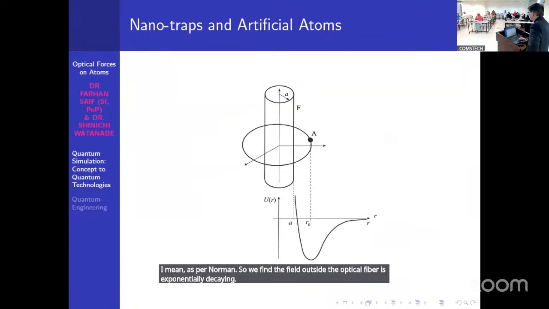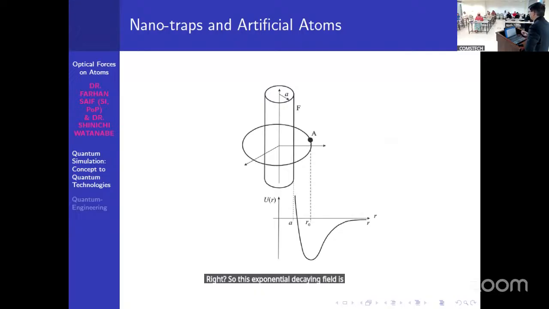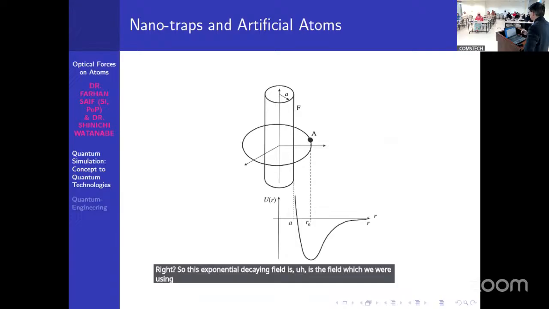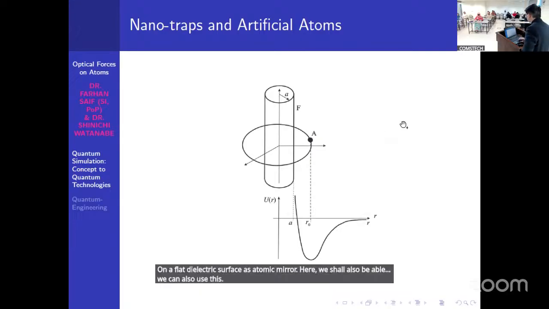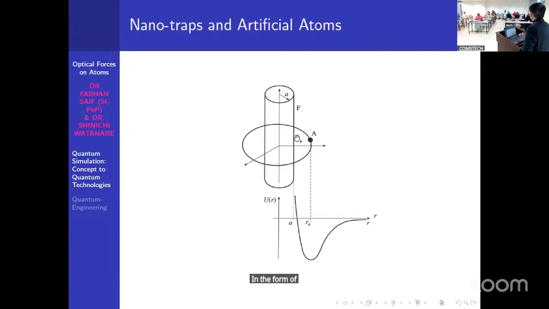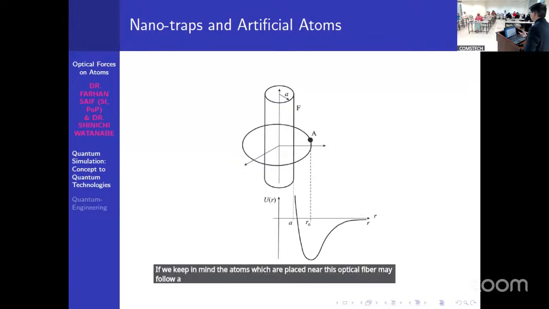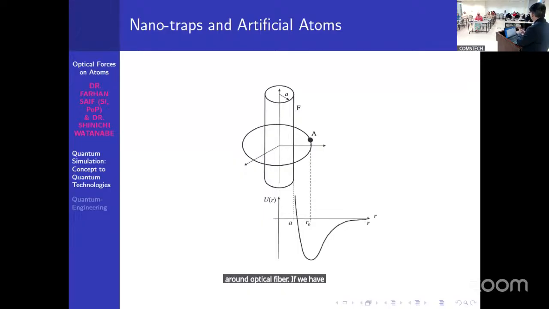Fine. So this exponentially decaying field is the field which we were using earlier on a flat dielectric surface as an atomic mirror. We can also use this in the form of a cavity and try to hold our atoms around it. If we keep in mind, the atoms which are placed near this optical fiber may follow a circular dynamics around the optical fiber. If we have some cold atoms, we let the cold atoms come closer to this optical fiber.